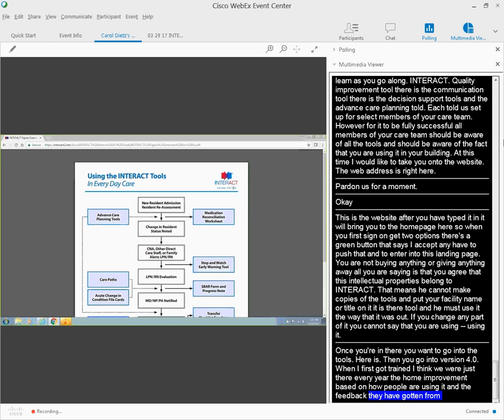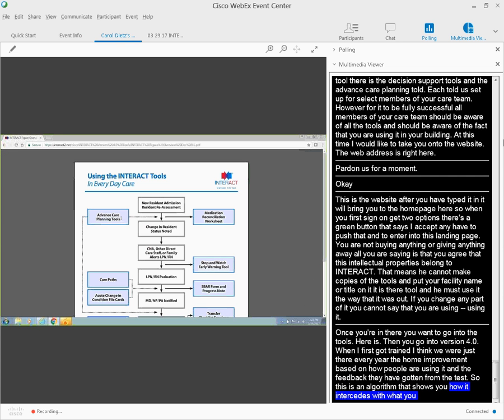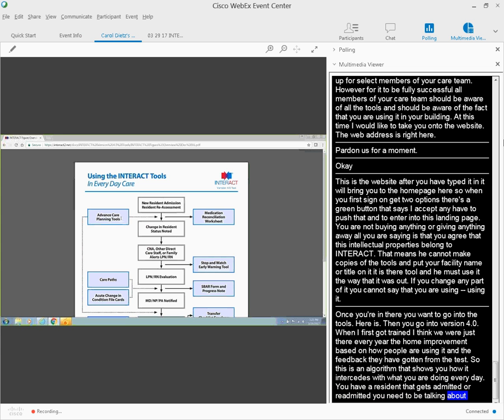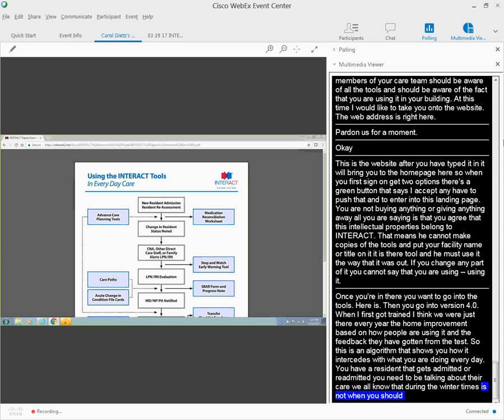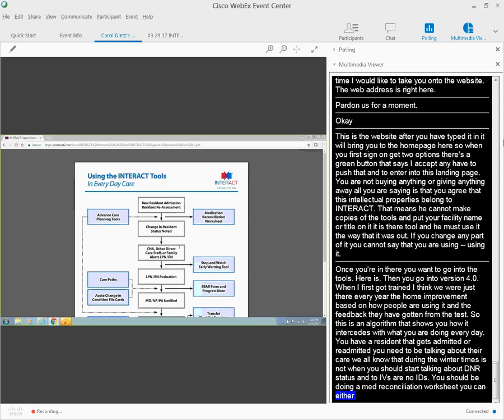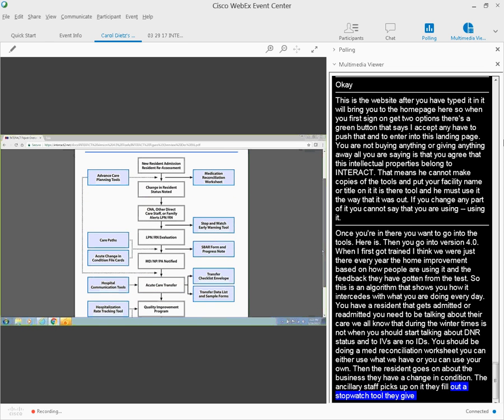So this is an algorithm that shows you how Interact intercedes with what you're doing every day. So you have a resident that gets admitted or readmitted. You need to be talking about their care, advanced care planning. We all know that during emergent times is not when you should start talking about DNR status and do you want IVs or no IVs. You should be doing a med reconciliation worksheet. You can either use what Interact has, or if you have your own, that's fine, but MedRec should be happening upon entry. And then the resident goes on about their business, they have a change in condition, or the ancillary staff picks up on it, they fill out a stop and watch tool, they give it to the nurse, and then the process just begins. You can just see how it intercedes with what you're doing every day.